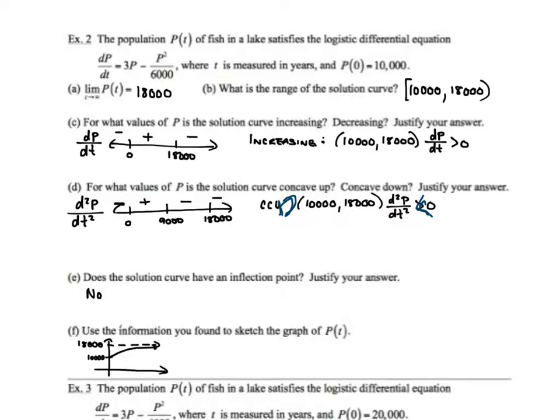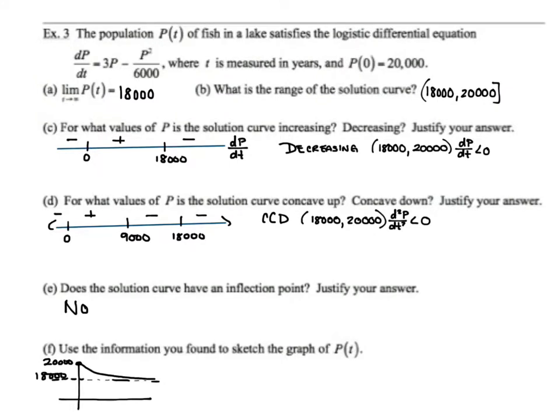Then example 3, it starts at 20,000. So it starts above the limiting capacity. Okay, here are the answers to number 3. Your limiting value is still 18,000. Your range is from 18,000 to 20,000 this time. Decreasing from 18,000 to 20,000. It's concave down from 18,000 to 20,000. There is no inflection point on this solution curve, and the sketch starts at 20,000, decreases to 18,000. It's always concave down.